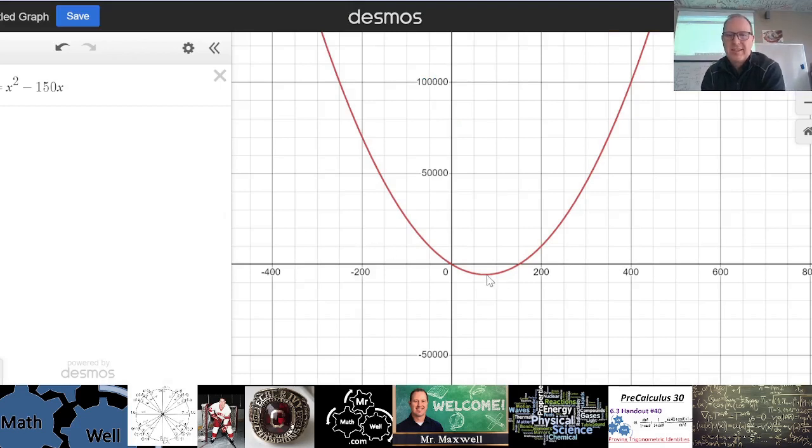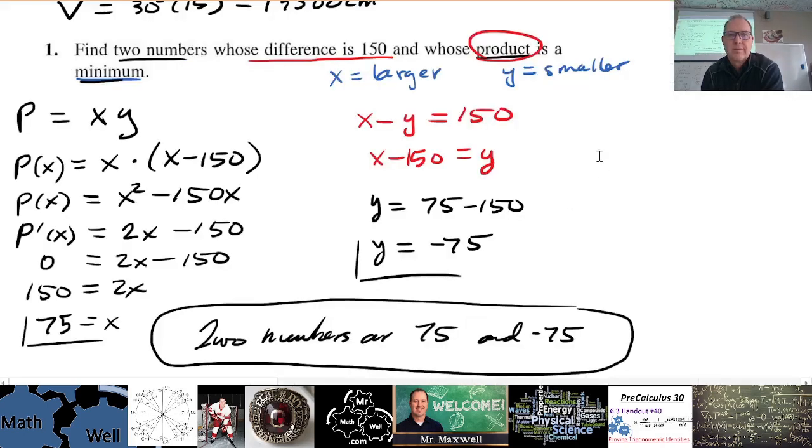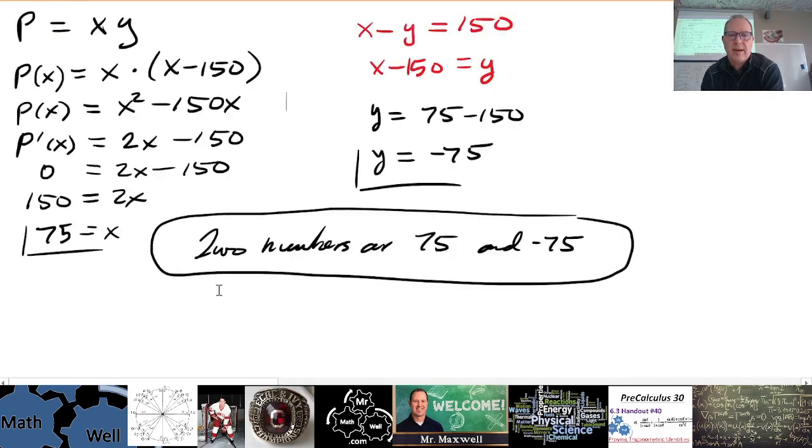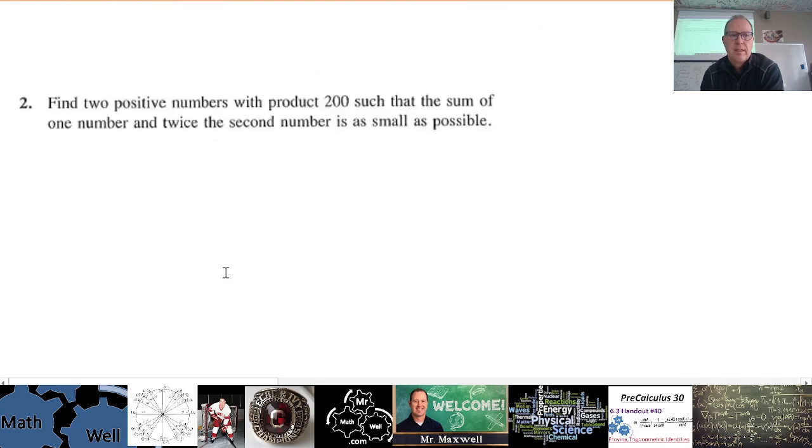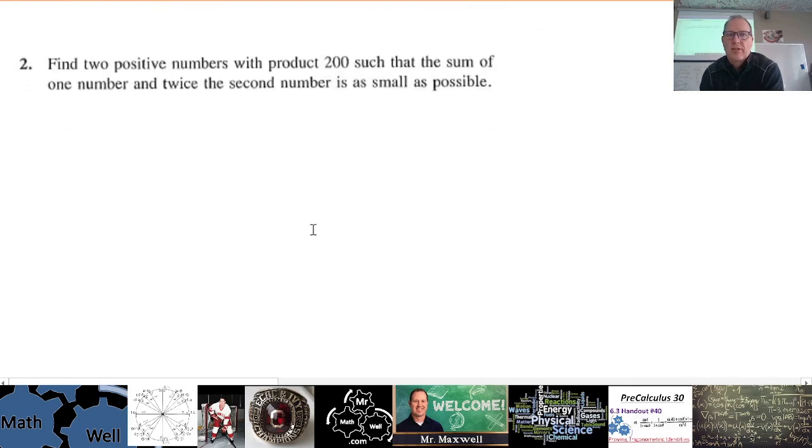All right, so here's the graph. The lowest point here, look at that. The vertex there is 75 with a product of negative 5,625. So there's your x value, 75. So that does check out. Okay, find two numbers whose difference is 150. Product is the minimum. The x value for this that we found here was 75. Okay. All right, why don't you guys try this on your own?